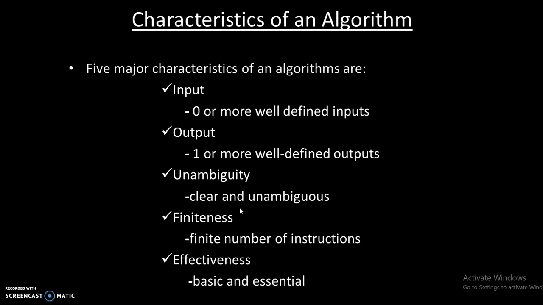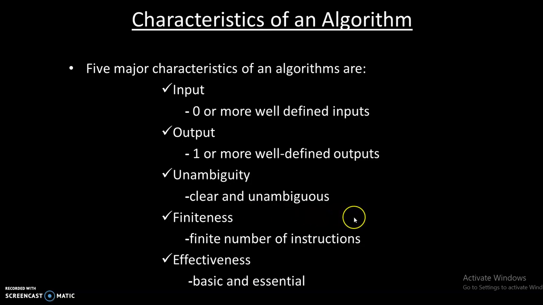And then effectiveness. Normally, an algorithm is expected to be effective, right? Which means that all of the operations in an algorithm must be sufficient, that they can complete in finite length of time. These are the major characteristics of an algorithm, right? Apart from these, there are some like feasibility, independent, and so on.